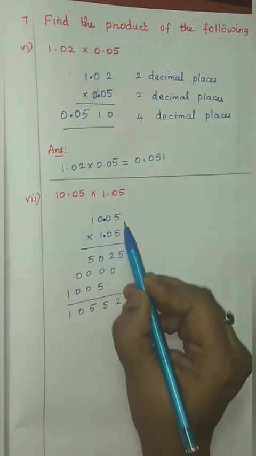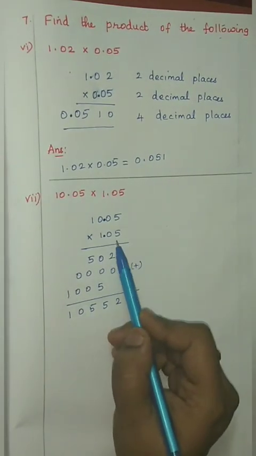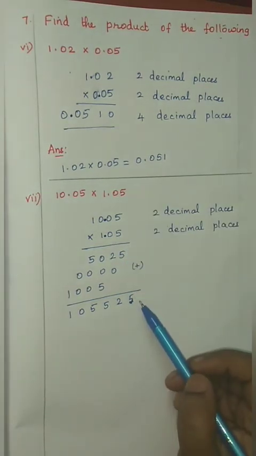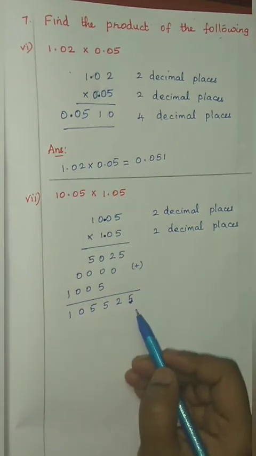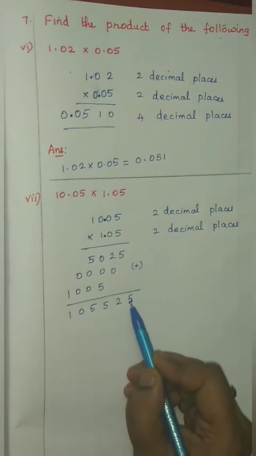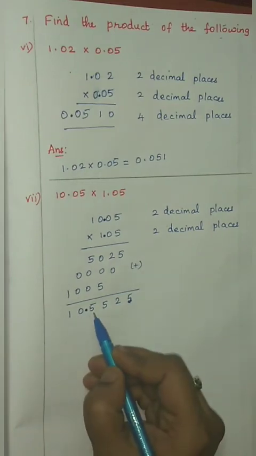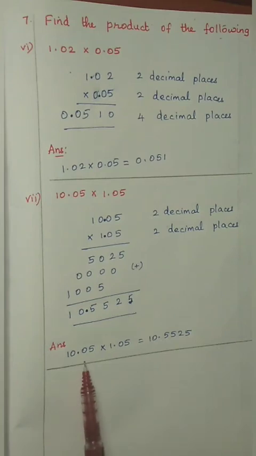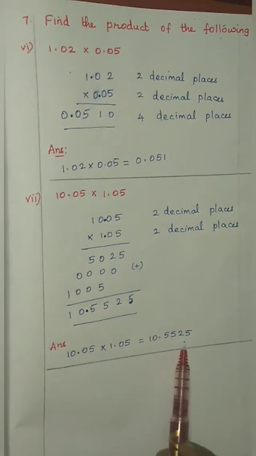So how many decimal places? The first decimal number has 2 decimal places. Similarly, the second decimal number has 2 decimal places. So the product must have how many decimal places? 2 plus 2, 4 decimal places. So from right, leave 4 digits and keep the decimal point. 1, 2, 3, 4. So keep the decimal point between 0 and 5. So the answer is 10.05 into 1.05 is equal to 10.5525.